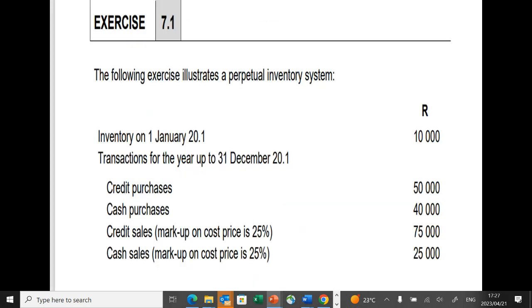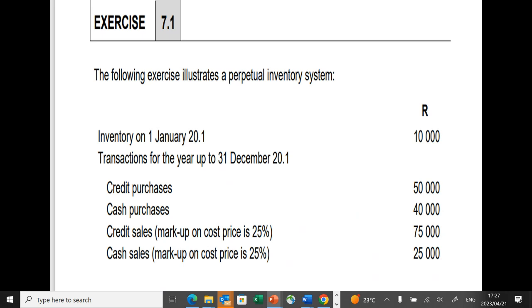Let's go to this simple short example. We're illustrating what here? Perpetual inventory system. So you are given here the inventory on 1 January 20.1. So the opening inventory that we have here is how much? It's 10,000 Rand. The transactions for the year up to 31st December 20.1 are as follows. We have credit purchases, so we have bought inventory on credit. We also had cash purchases of 40,000. We bought inventory for cash.